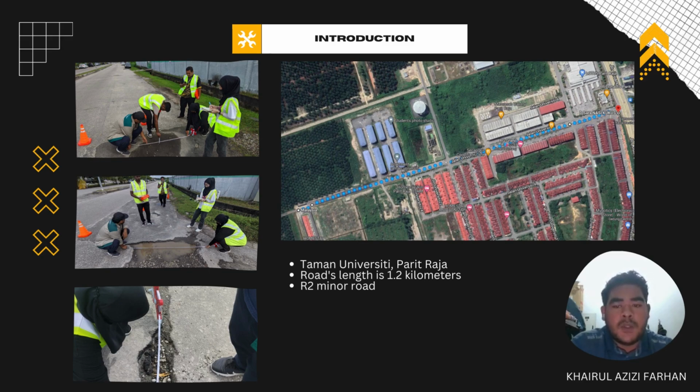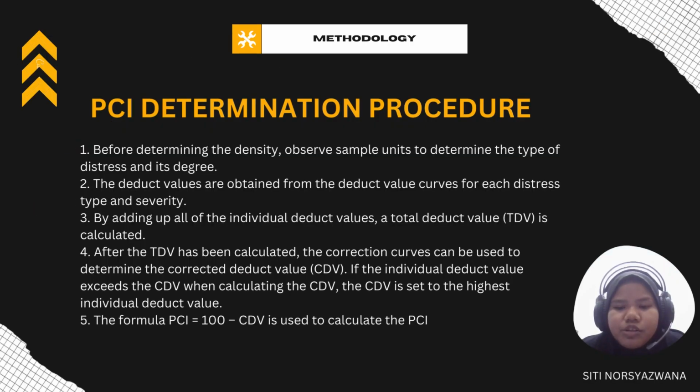In this project, we chose a road in Taman University Pahit Raja, which is 1.2 kilometers long, and the road is classified as an R2 minor road. The reason for choosing this road is because it has low traffic and it will not disrupt the flow of the traffic, and it is safer than other roads. For the methodology, we use the PCI method. This is the PCI determination procedure.